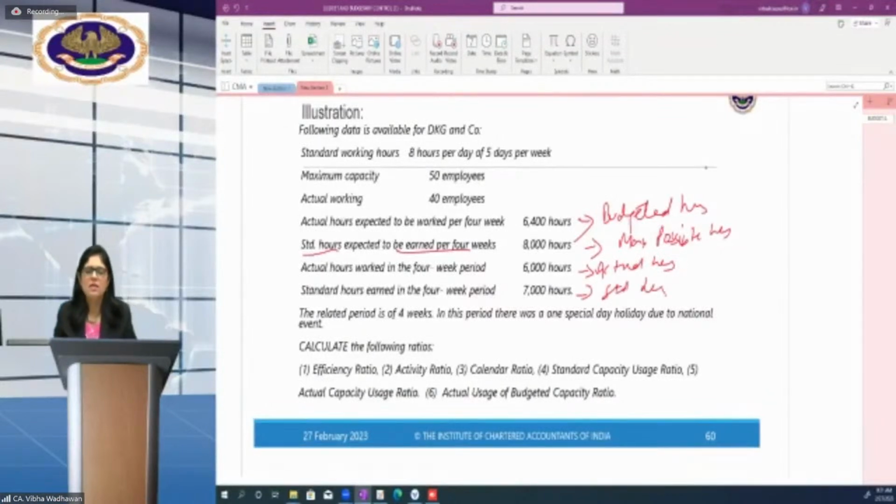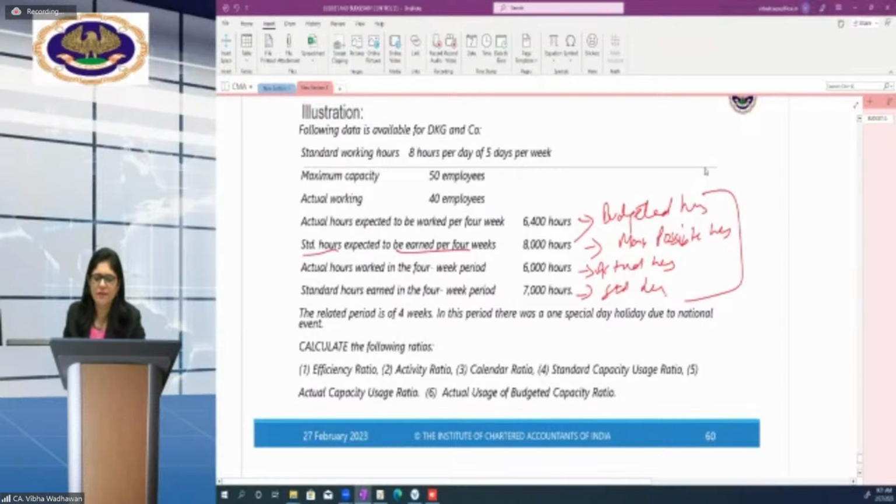So budgeted hours, maximum possible hours, actual hours, and standard hours. Standard hours and budgeted hours, what's the difference? Standard hours are always for the actual output. Whatever actual output production is happening, what should be the standard hours used for that actual production? So standard hours are always in proportion to the actual output. So these 4 things are there.